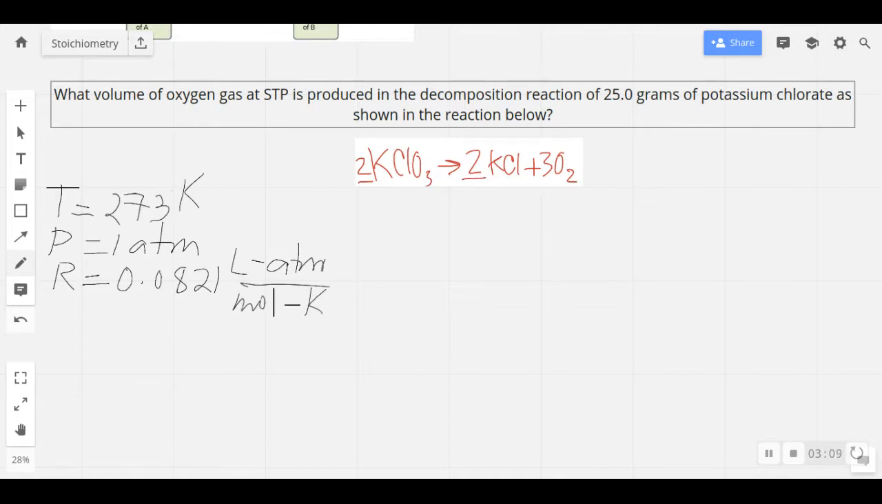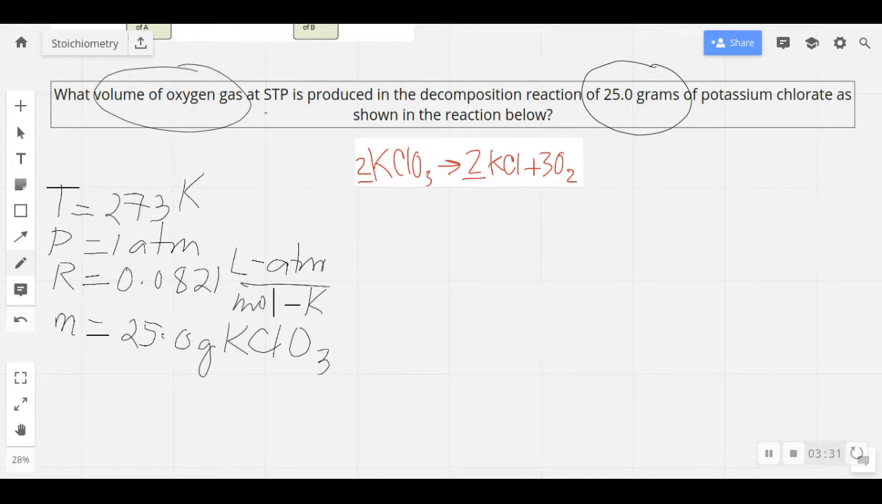Then another thing is we're given the 25 grams. The 25 grams is potassium chlorate, so that's the mass of potassium chlorate. So that's 25.0 grams of KClO3. However, you're being asked for the volume of oxygen gas, and the oxygen gas is the one at STP. So that means these three things here are for O2 gas, not potassium chlorate. And potassium chlorate is not about oxygen gas. They're different. It's not even a gas.